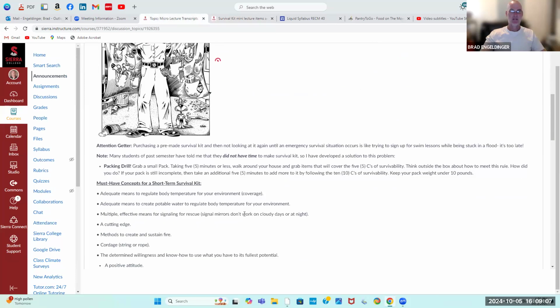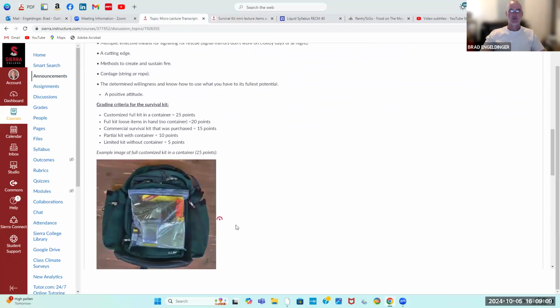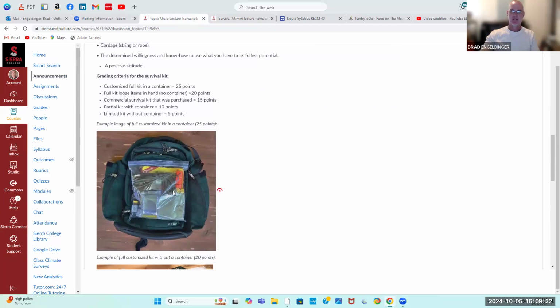And then this is going to be a 25-point assignment. So a full 25 points is a customized pack, full within a container. And here's an image of what a 25-point assignment looks like. The Ziploc bag is a container. There's a second container underneath, which is the backpack. You got your combustion device with the matches, the parachute cord, and looks like a space blanket, some other items in there. So the 5 C's are in here, plus a couple extra things. In the pack, you get 25 points.